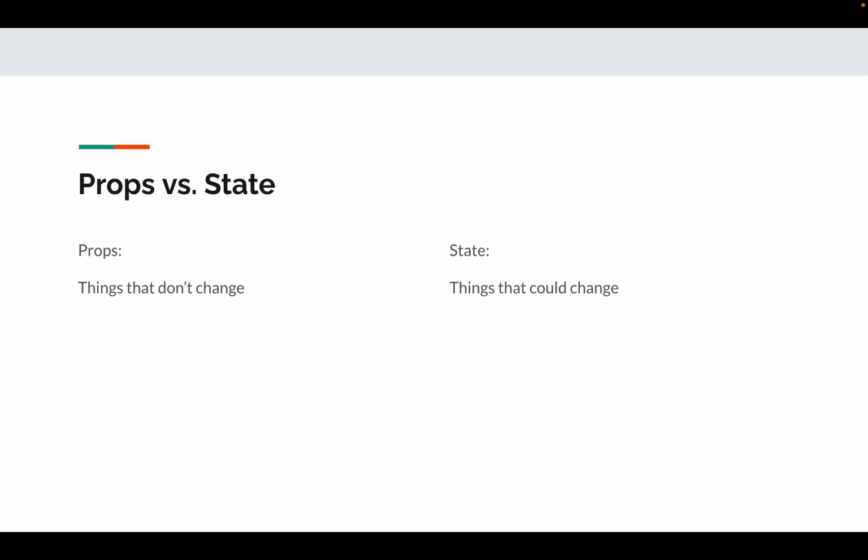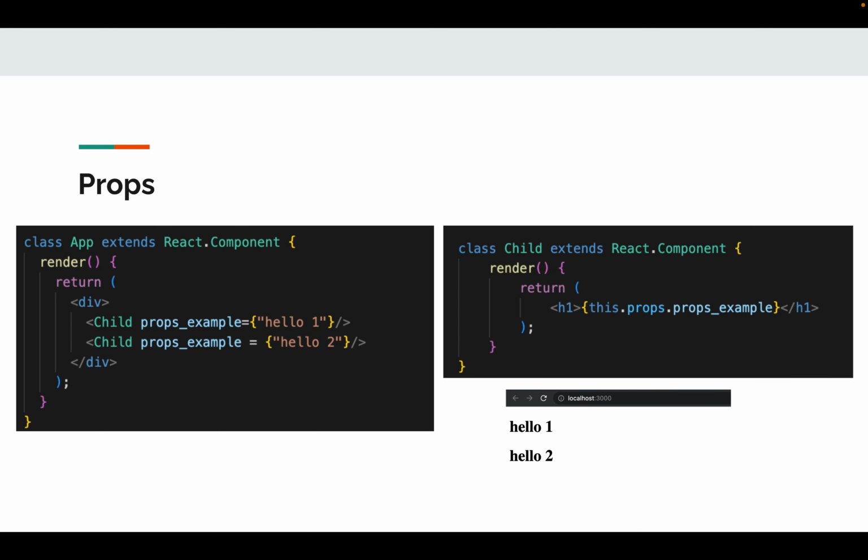State is used when information has the ability to change. We can have this information change within its own component, or even have the changes propagated through the virtual DOM to other components. For an example of props, we pass two different texts, the first hello1 and the second hello2, into the props of a child component that then renders these props in an h1 element. You can see this in the web page to the bottom right.